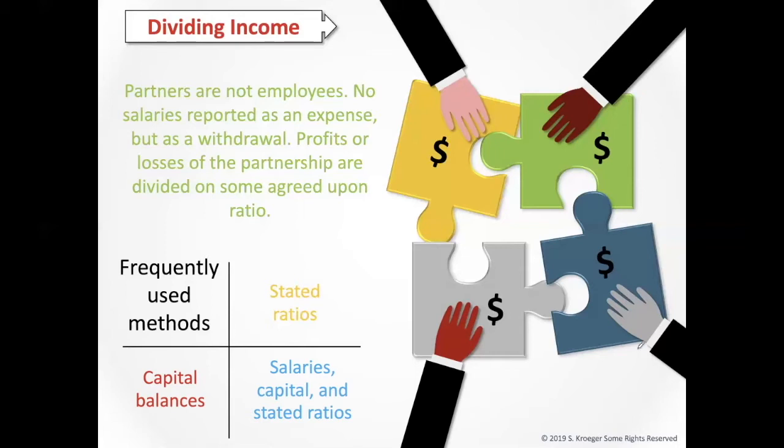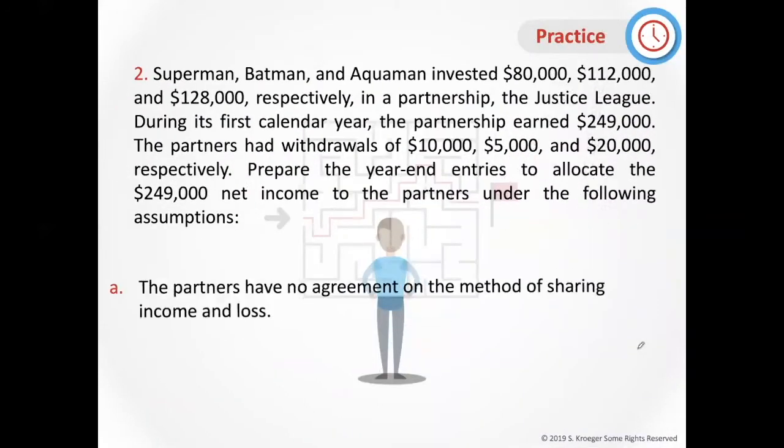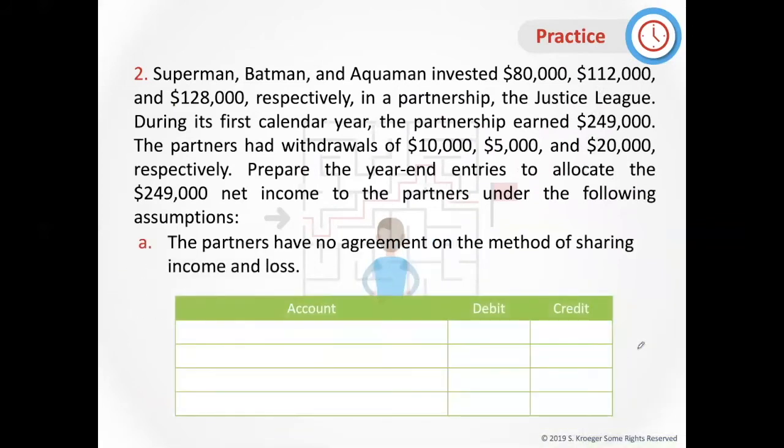We're going to practice each one of these next. This is practice problem number 2. We have Superman, Batman, and Aquaman. They invested $80,000 for Superman, $112,000 for Batman, and $128,000 for Aquaman for the partnership, the Justice League.